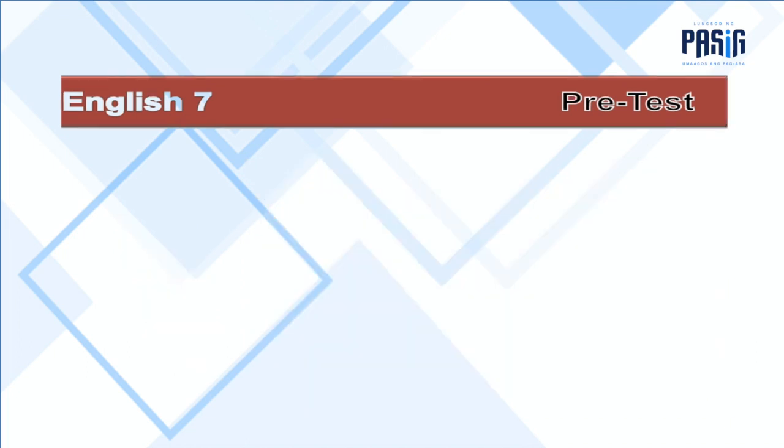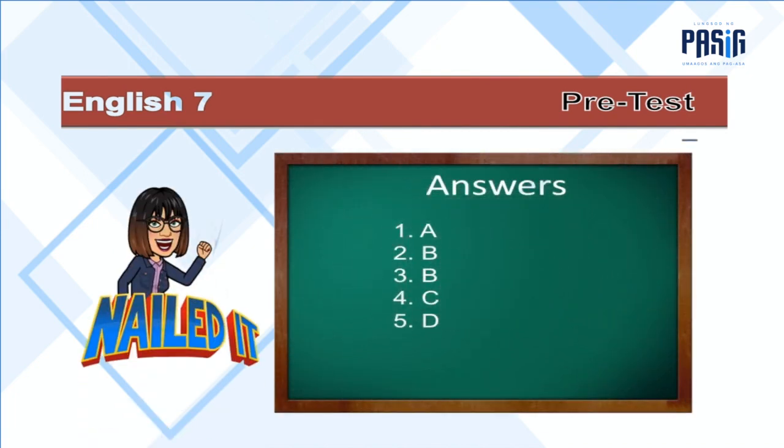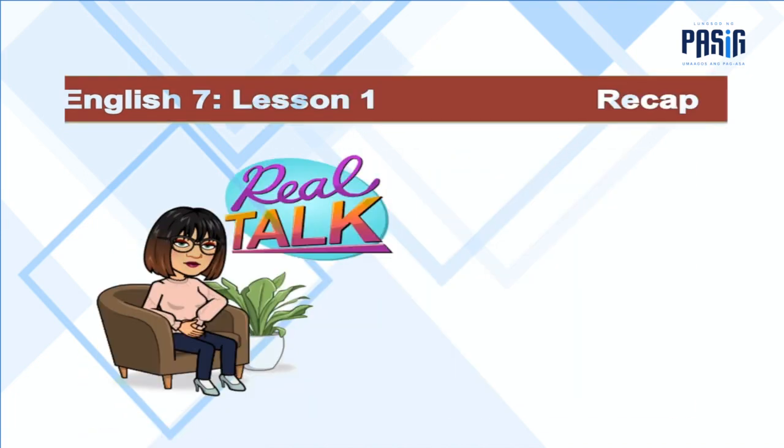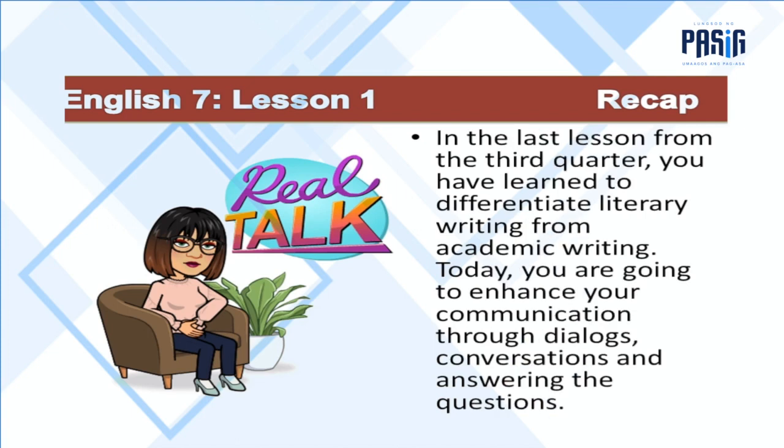Here are the answers of the pre-test. In the last lesson from the third quarter, you have learned to differentiate literary writing from academic writing. Today, you are going to enhance your communication through dialogues, conversations, and answering the questions.